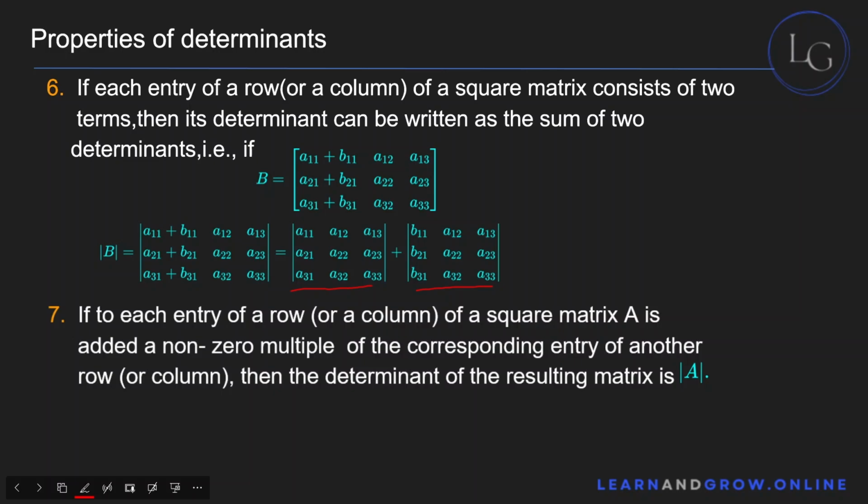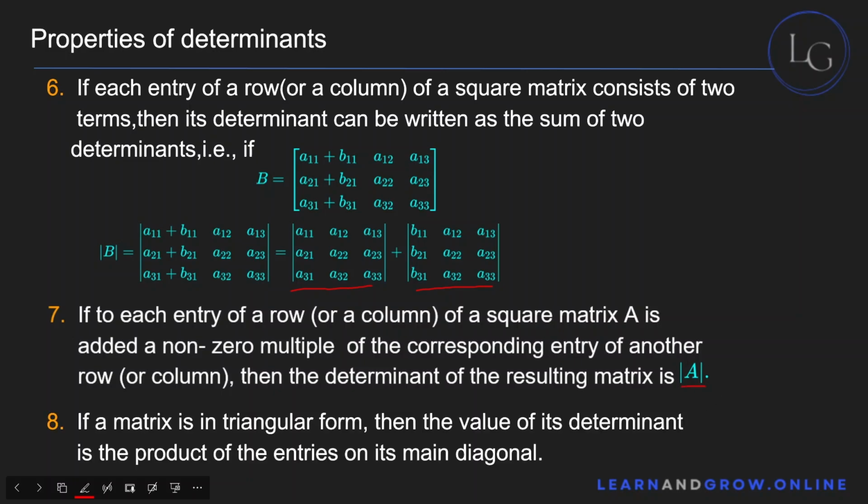And if to each entry of a row or a column of a square matrix A is added a non-zero multiple of the corresponding entry of another row, then the determinant of the resulting matrix is equal to A. As simple as that.